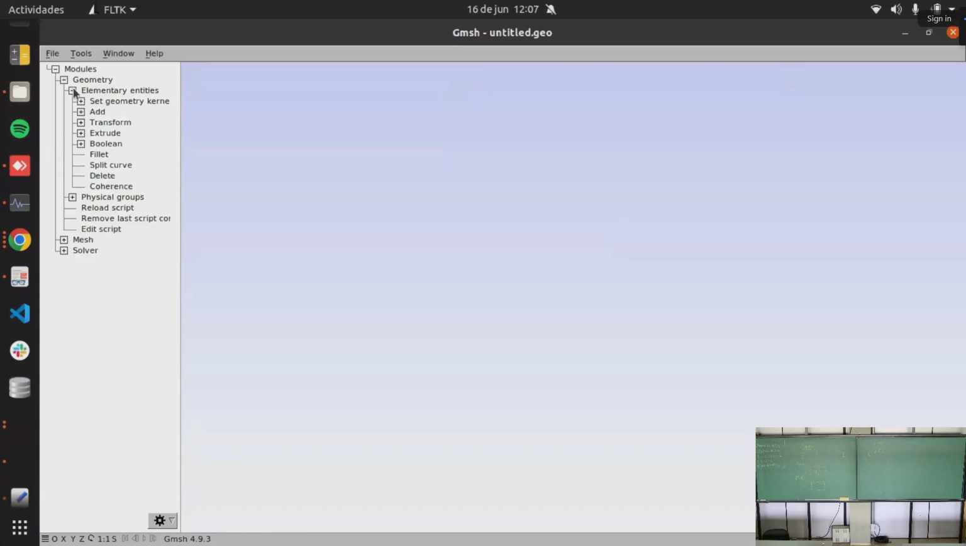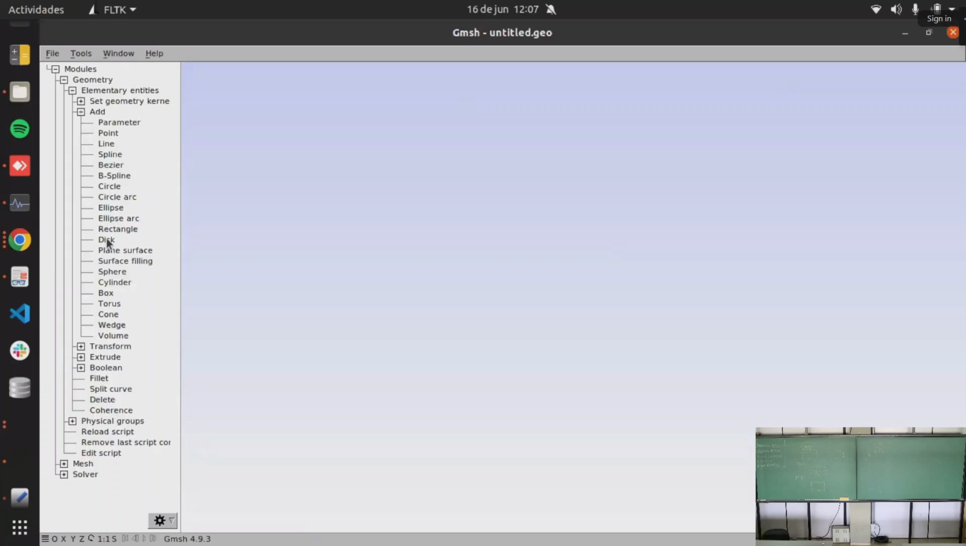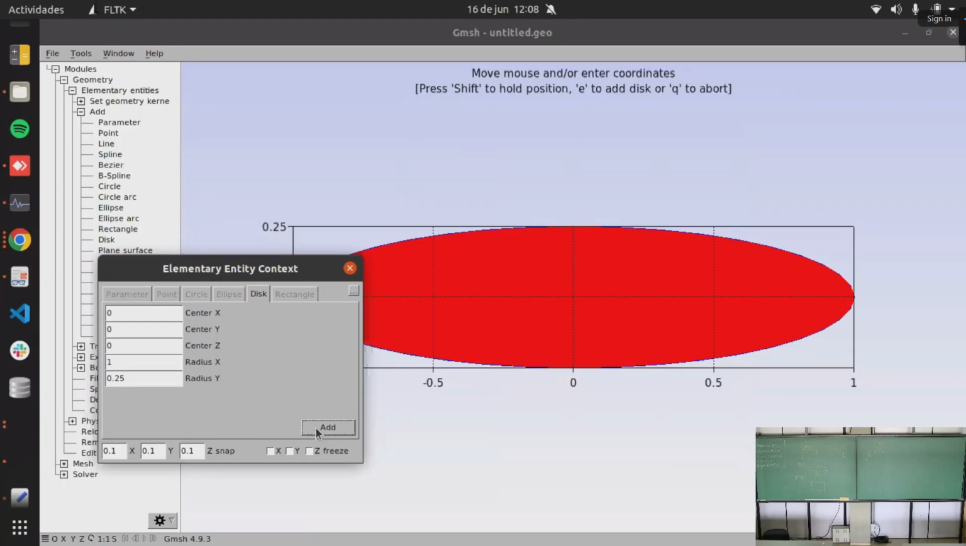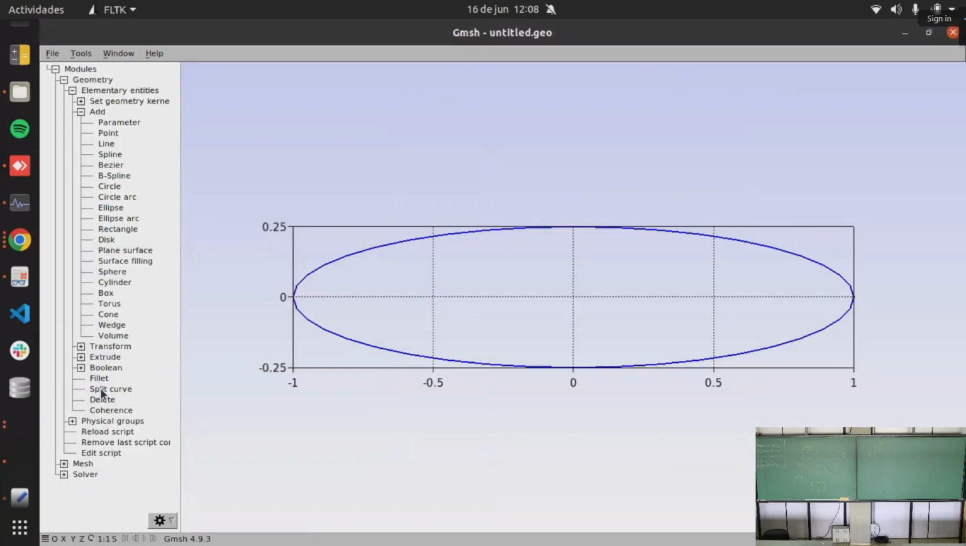Maybe we want to make a circle. We of course can use the disk entity that made us perform a circle, with radius one. Okay. Oh, it is an elliptic one. Okay. Sorry.